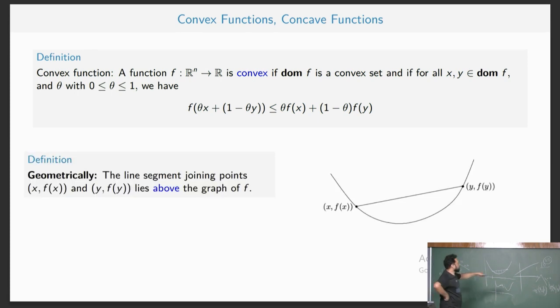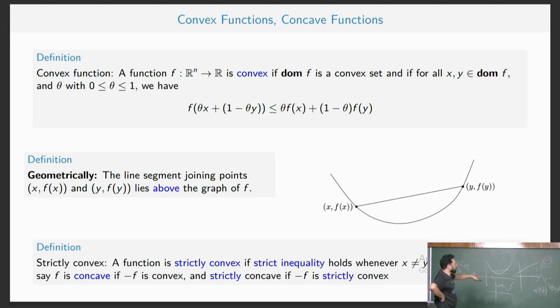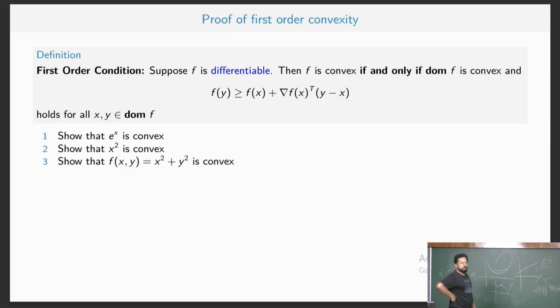So this is the picture, and we can define strictly convex, when the inequality is strictly greater. We can also define concavity: a function is concave if minus f is convex. A concave function curves downward, and if I take the negative, it reverses and becomes bowl shaped. So this is concave, because if I take the negative, it becomes convex. That's how concave functions are defined. As an exercise you can try this.